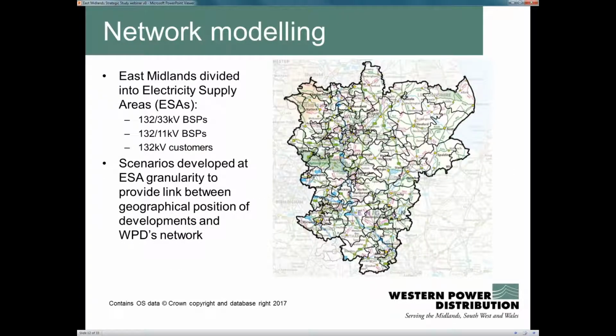In order to get the network models and the network modelling activity completed, we have had to split our region down into smaller geographic chunks. This has enabled us to model the subtransmission network with better granularity and apply more of a regional approach for our future scenarios and our pipeline projects as well.